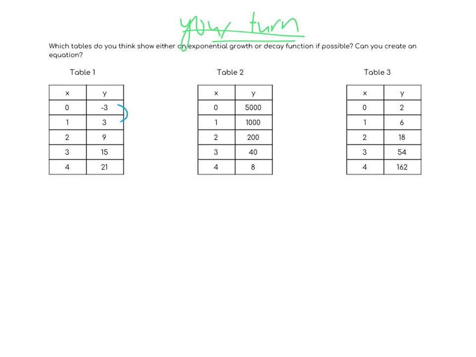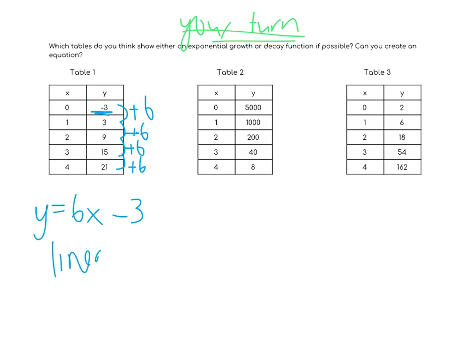When I look at this one, I'm seeing this goes up 6. This goes up 6. This goes up 6. Oh, this is just a linear function. So my equation for this one, in slope-intercept form, will be: I'm going up 6, that's my slope, and then my y-intercept is 3. So that one is linear. That is not exponential.